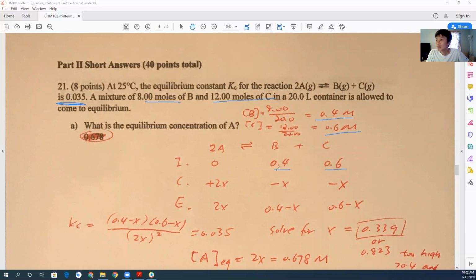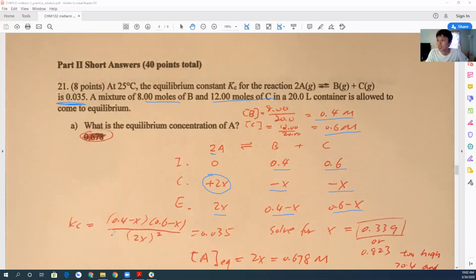In this case, I'm pretty sure that A is going to be generated. Because of the coefficient of 2, the change will be plus 2x. For B and C, it's going to be minus x. So this will be the final concentration at equilibrium.